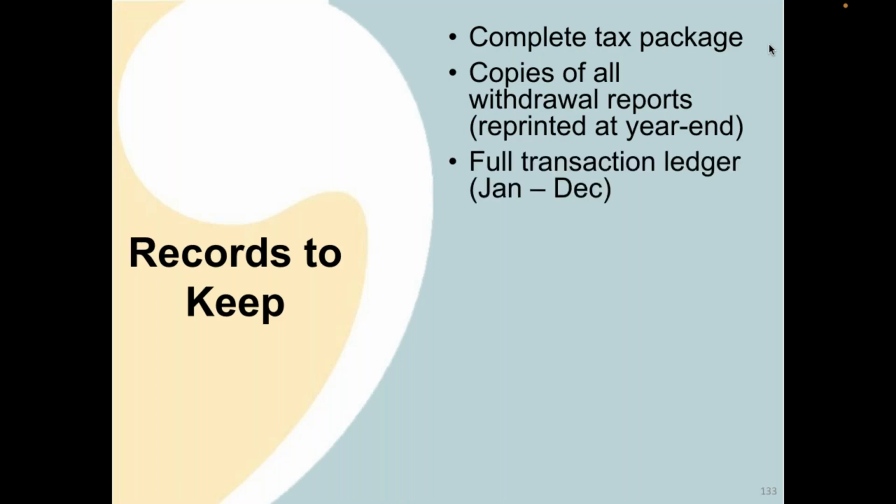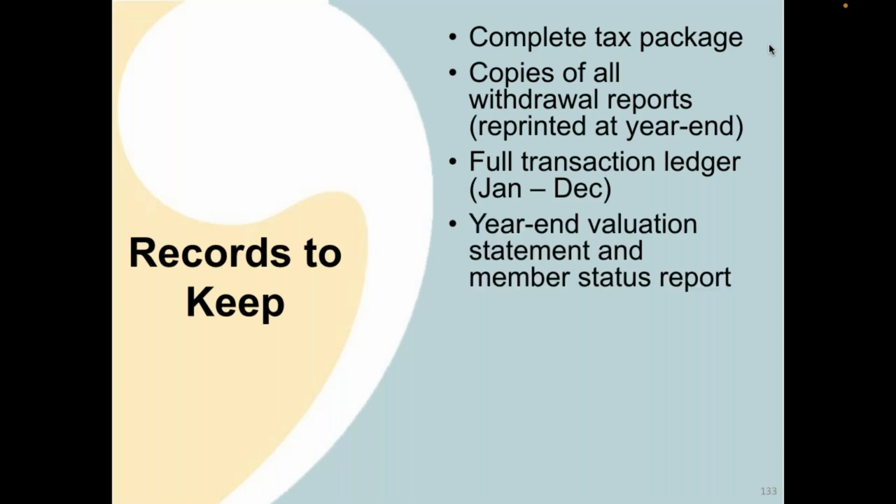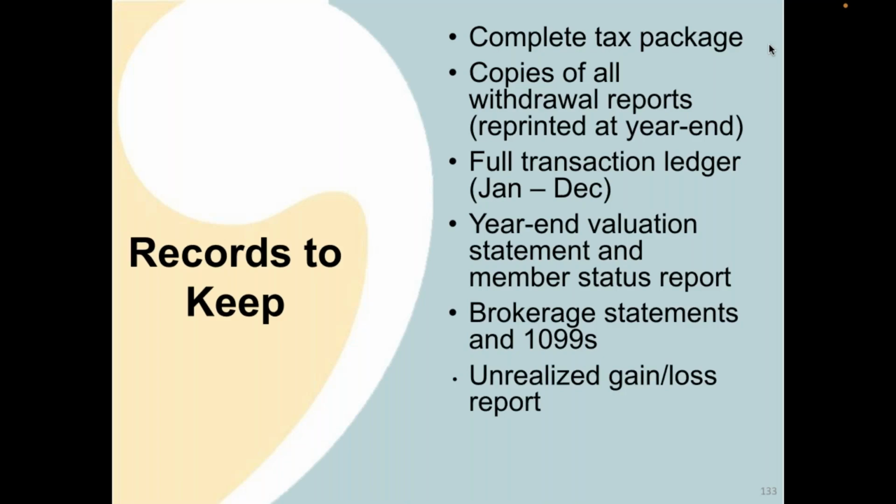the full transaction ledger from January to December, a year-end valuation statement and member status report, broker's statements and 1099s, an unrealized gain-loss report from your broker that shows the cost basis details for each lot of stock that you owned at the end of the tax year, and a realized gain-loss report from your broker that shows the cost basis details for each lot of each stock that you sold during the tax year. You should keep these things as long as your club is in existence.